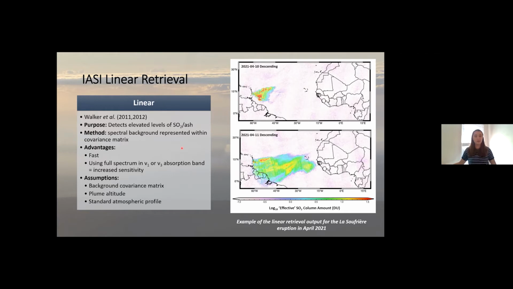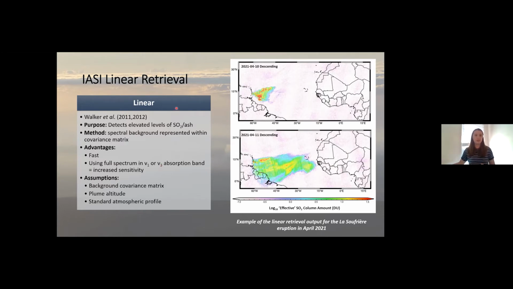But despite using all of these channels, this retrieval is very fast. And that means that we can apply it in near real time, which is really useful, especially if we're thinking about the hazards associated with volcanic plumes and wanting to help aircraft avoid them. It also means that it's quite easy to apply this to a large volume of data and identify plumes that we want to study further.